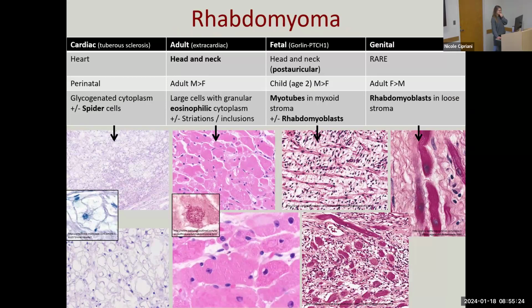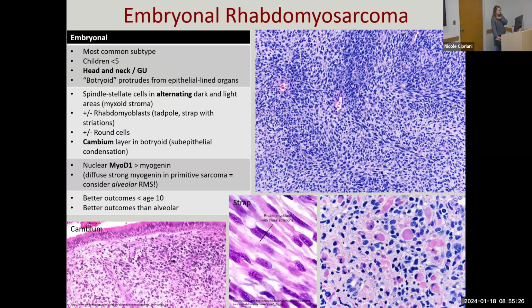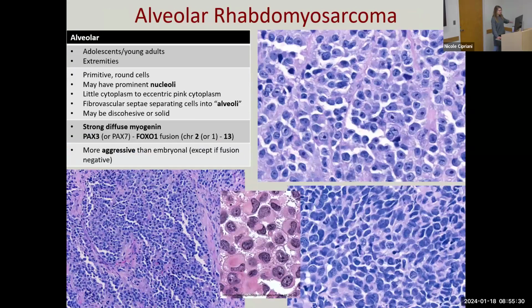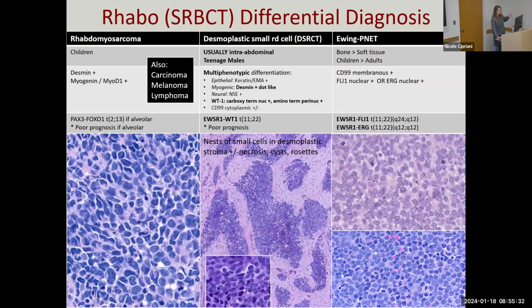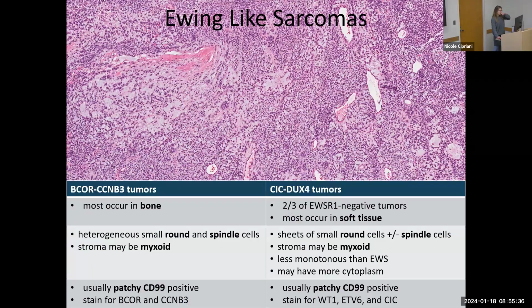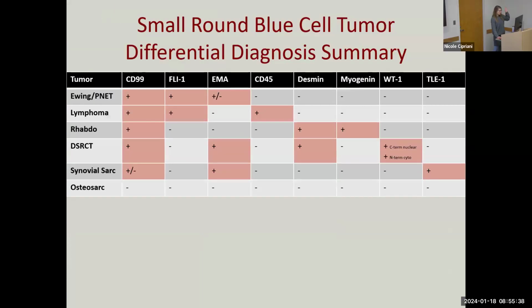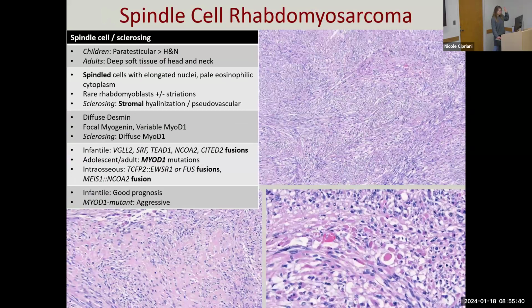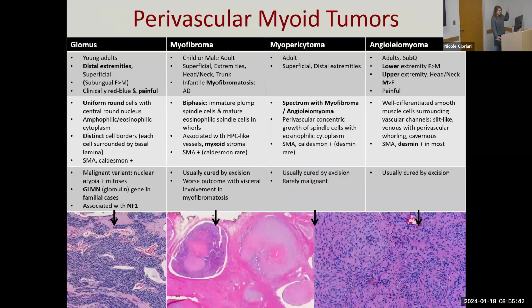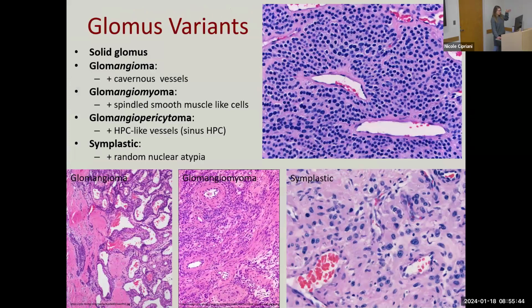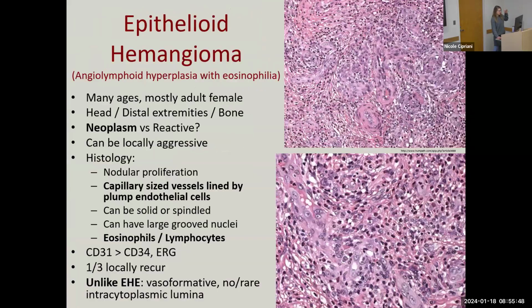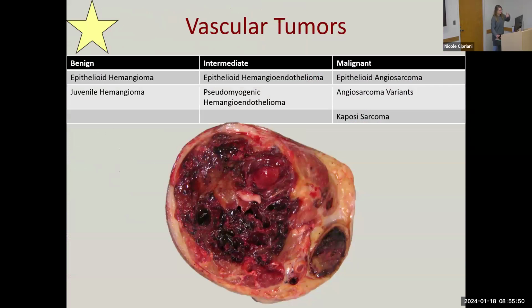Very rarely you get these skeletal muscle benign rhabdomyomas. More commonly, right, we'd be dealing with a rhabdomyosarcoma, whether it be embryonal or alveolar or even spindle cell. There are some small round blue cell tumors that you can look at here. Various subtypes of rhabdo, various perivascular myoid tumors like glomus tumor or angioleiomyoma. All right, vascular. So 5 minutes.